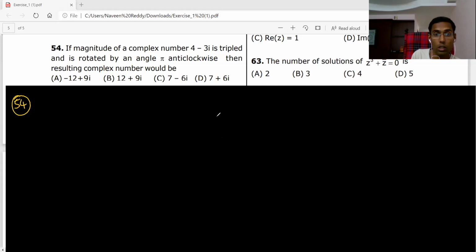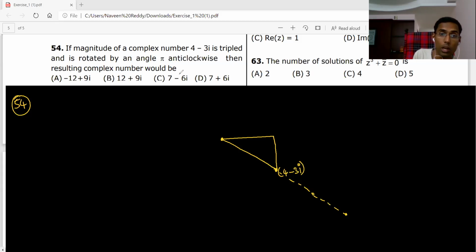Now 4 minus 3i, wherever it may be. Let's say this is the origin, this is 4, and minus 3i is maybe here. So what he did, see, the magnitude of the complex number is tripled. That means this is 1 unit, and this is tripled like this. Magnitude is tripled. And then what happened?